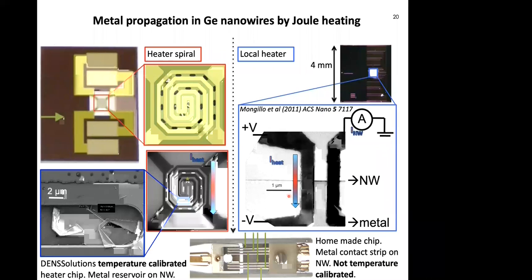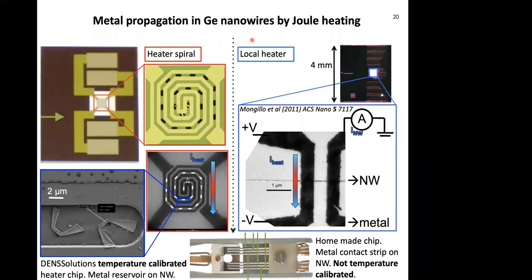Last part, I have to tell you about how we carry out these in-situ experiments. So we are looking at this metal propagation in germanium nanowires using Joule heating, and we can carry out the experiment in different ways. We can use this kind of calibrated heater chip from DENSsolutions. Here again, you have the silicon nitride membrane, and inside the membrane, there is a buried heating spiral. And we have 2 contacts to drive the current and 2 to measure the potential. And so here, this whole zone is heated, and between the spiral, we have these small windows with the thin nitride where we can put our nanowire and put some contact material or metal reservoir. And this is well calibrated in temperature.